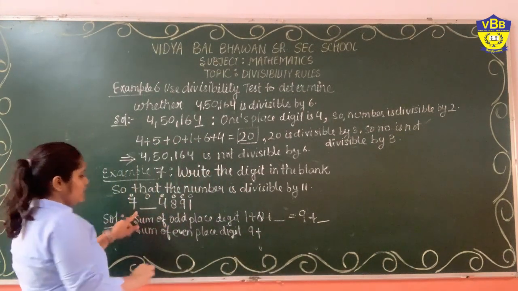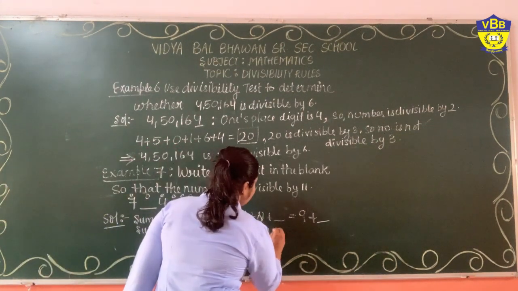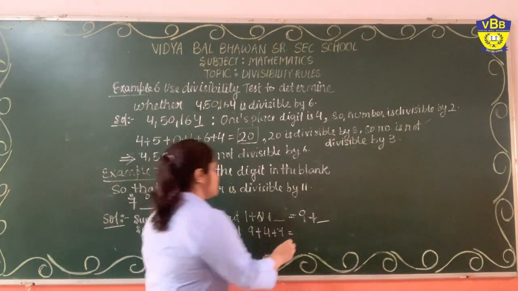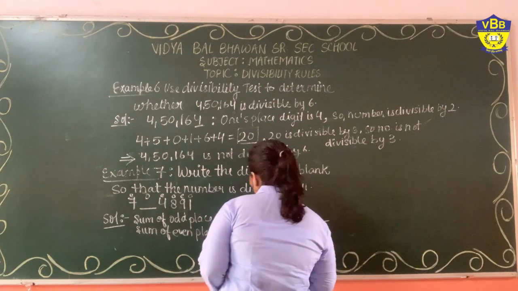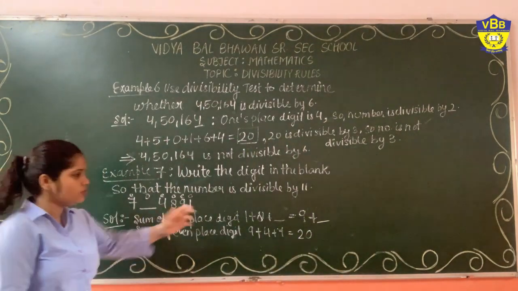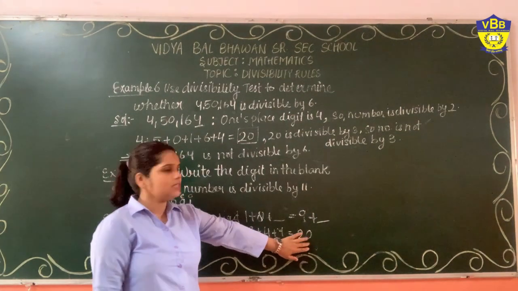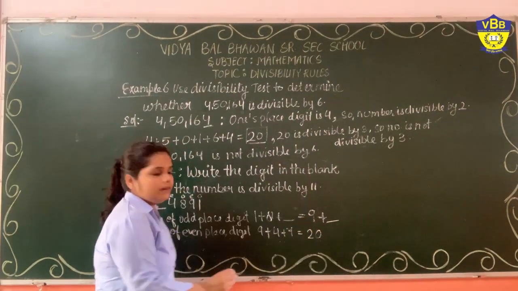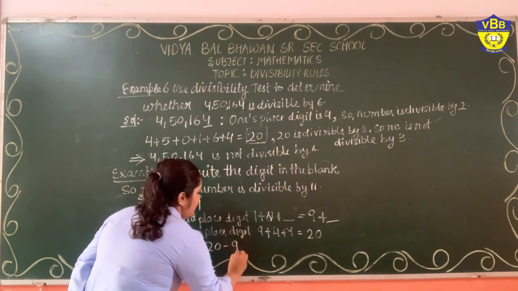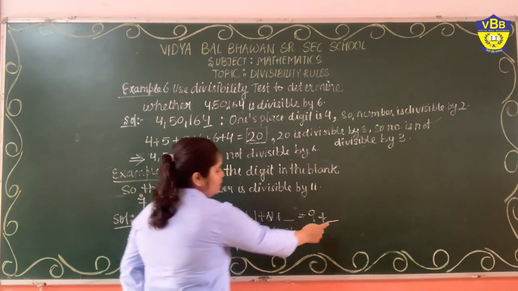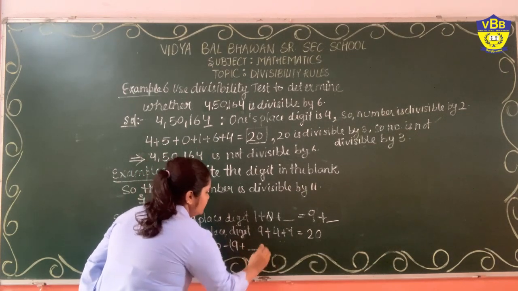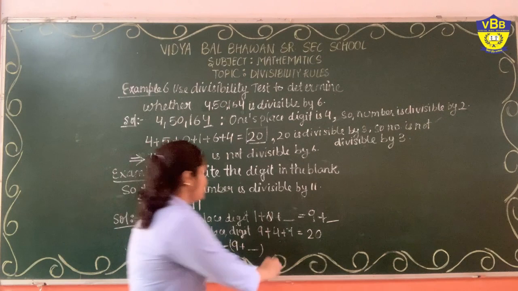plus 4 plus 7. 9 plus 4 is 13. 13 plus 7 is 20. After that what we need to do? We need to find the difference of these two, like sum of even places and sum of odd places. So when we find the difference, it will be 20 minus 9, and here there should be a number also. So let's suppose we are doing it here. So 20 minus 9 is 11.